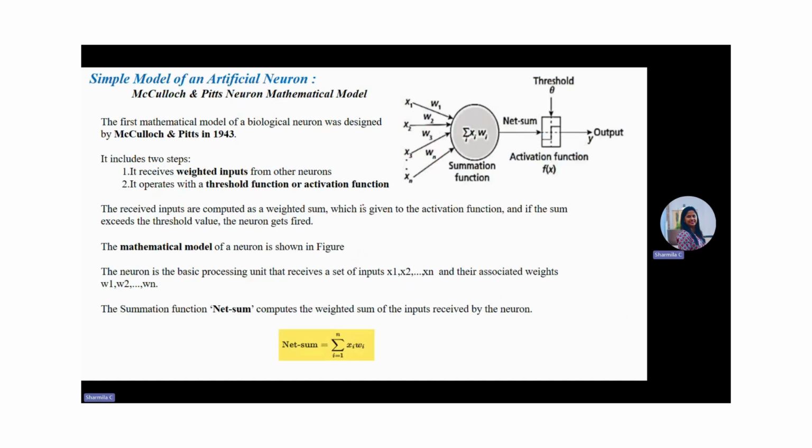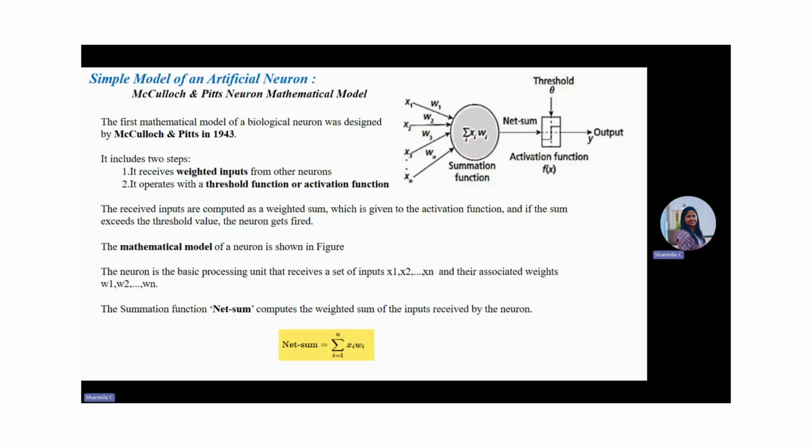So this is how the model looks. This is the mathematical model which is called the McCulloch and Pitts neuron mathematical model. The neuron is a basic processing unit that receives the inputs and their associated weights. Finally, we do the summation of these inputs along with the weights, and whatever sum we get is passed through the activation function, and finally we get the output. Whenever we have a certain input that has been processed, if the input exceeds a threshold function, the neuron fires impulses through the synapses.